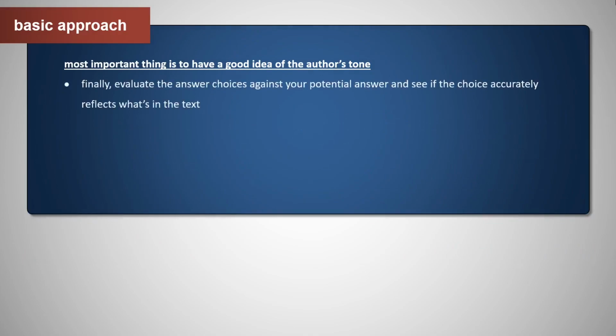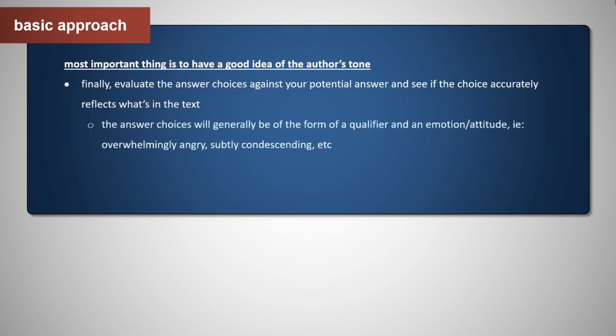Finally, you then need to evaluate the answer choices against your potential answer and see if the choice accurately reflects what's in the text. The answer choice will generally be of the form of a qualifier and then an emotion or an attitude. For example, overwhelmingly angry, subtly condescending, etc. So both the qualifier and the emotion have to have support in the text. You have to be able to locate where they match up with what's going on in the text.